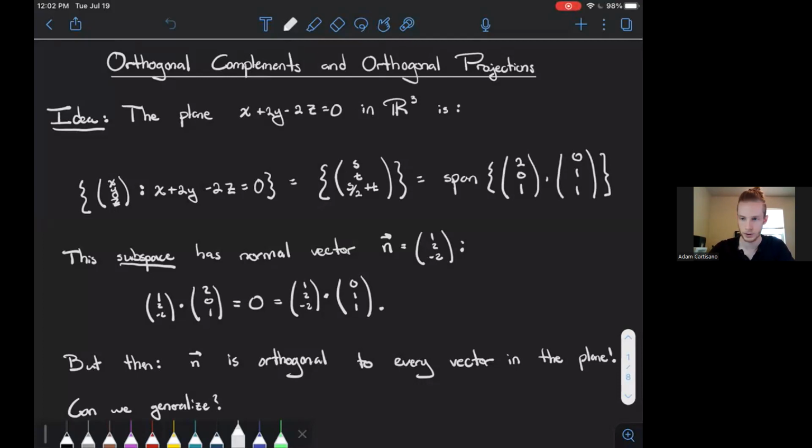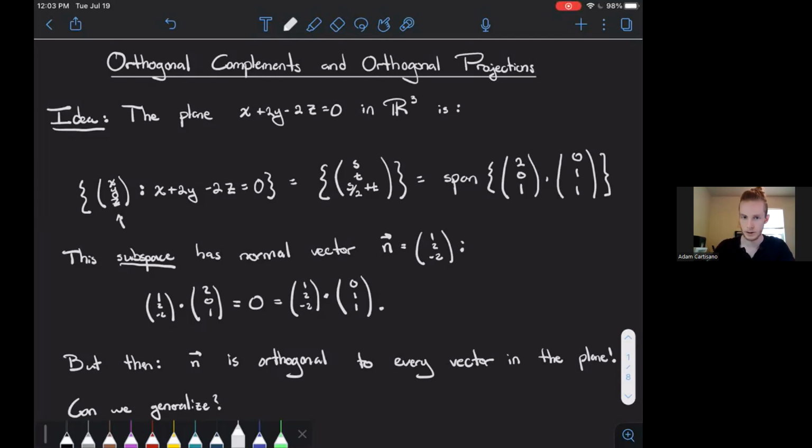So the plane, we're just going to use this example: x plus 2y minus 2z equals 0. Notice that's a plane in R3 containing the origin. It is the set of vectors in R3 whose coordinates satisfy that equation. But we can also solve this homogeneous system of equations, and you'll find that there are two free variables. And so the dimension of the subspace is 2.